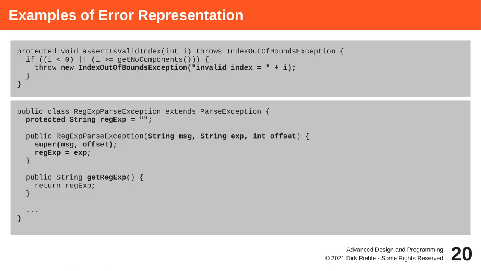So here's just a typical assertion method, the well-known assert is valid index, and the error being detected by the test here, the invalid index, leads to the creation of an exception object and that it's being thrown, meaning you switch over into exception processing mode.